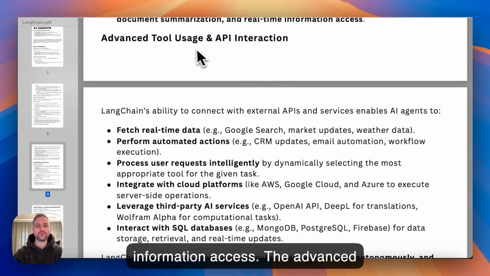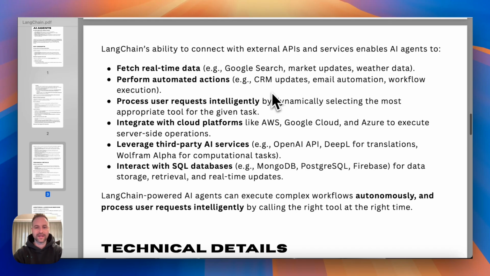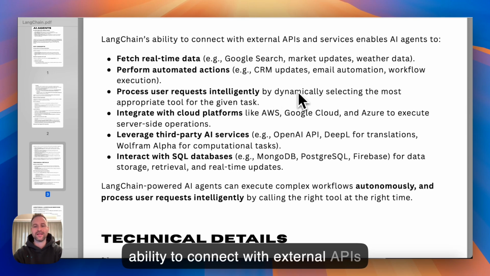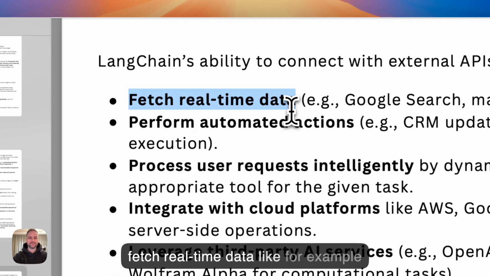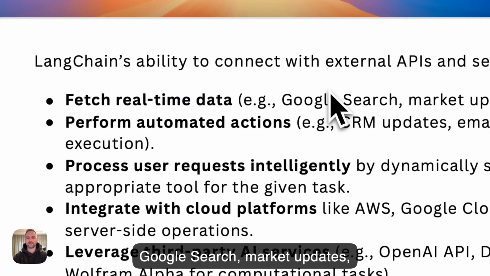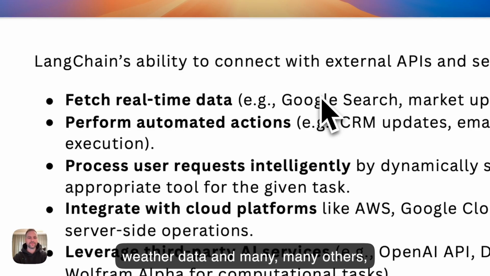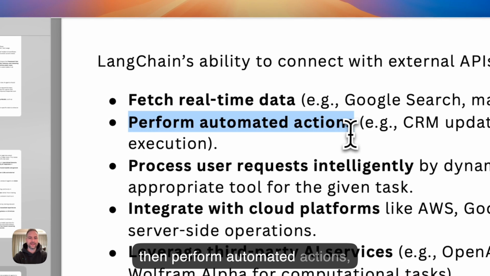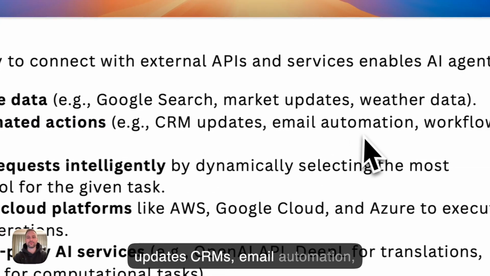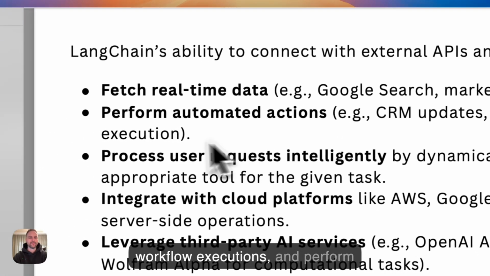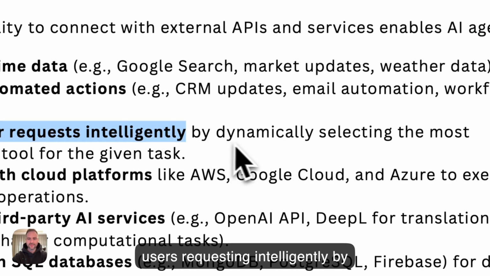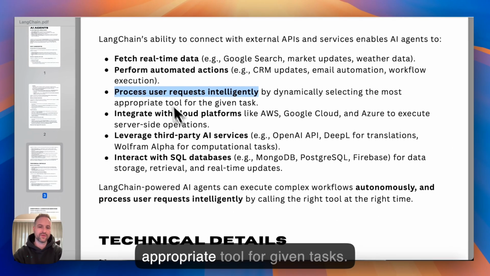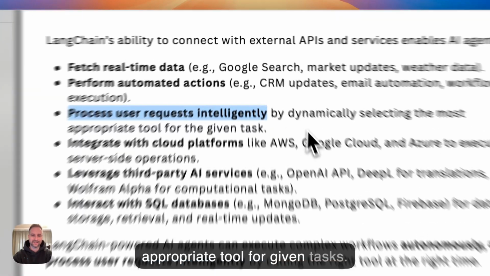The advanced tool usage and API interactions. LangChain's ability to connect with external APIs and services enables AI agents to fetch real-time data, like for example Google search, market updates, weather data, and many others. Then perform automated actions: update CRMs, email automation, workflow executions. Then process users' requests intelligently by dynamically selecting the most appropriate tool for given tasks.